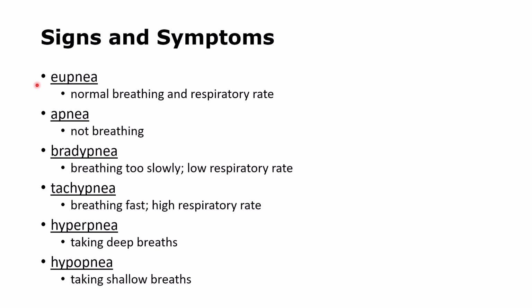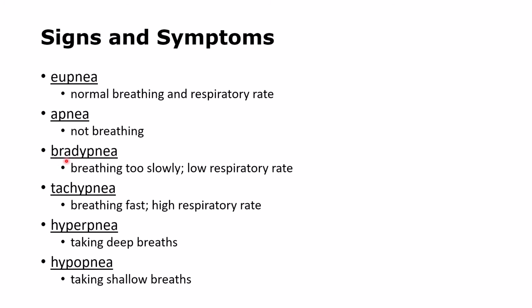Eupnea is when the person is breathing normally. The normal respiratory rate in an adult is between 14 and 20, and the person is not breathing too deeply or too shallowly. That is eupnea. And apnea is when the person is not breathing at all, maybe because no signals are sent, the person is in a coma or something. It could be different reasons.